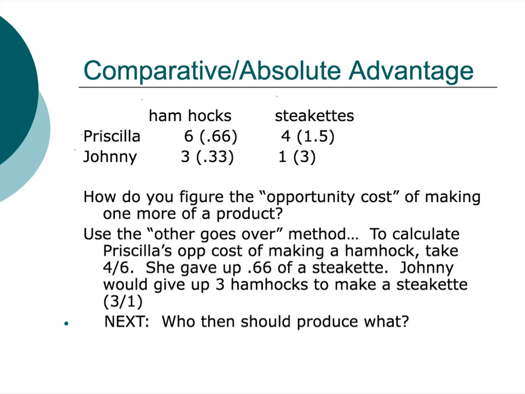When we look at the opportunity cost is when we do the opposite divided by inside, or as Mr. Barron has put, other goes over. So in this case, we would move for Priscilla to produce ham hocks. She could have produced 4 over 6, which reduces down. And then on the vice versa, in the steakettes box, she could produce 6/4, so it's 1.5. So we look at those opportunity costs for Priscilla and Johnny. We would notice that Johnny should produce ham hocks because he does so at a lower opportunity cost, and Priscilla should produce steakettes because, again, the lower opportunity cost.